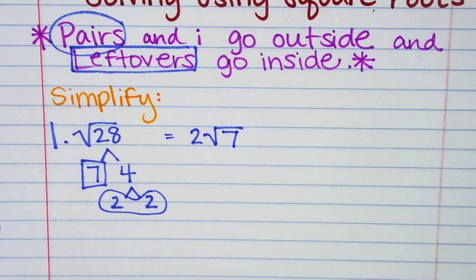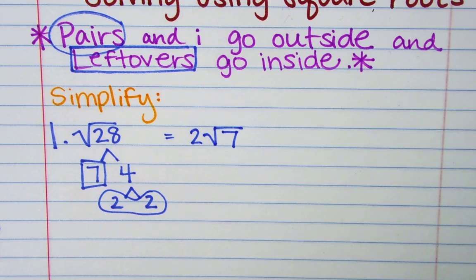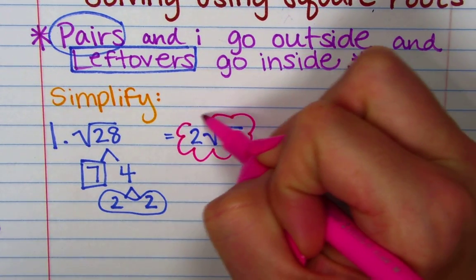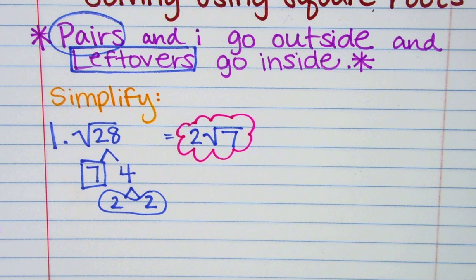Inside. Okay, and that would be our simplified answer. Okay, that's our final answer. We simplified square root of 28, or radical 28, is 2 radical 7. And again, the calculator didn't give me that, right? It doesn't give me the radical simplified answer.